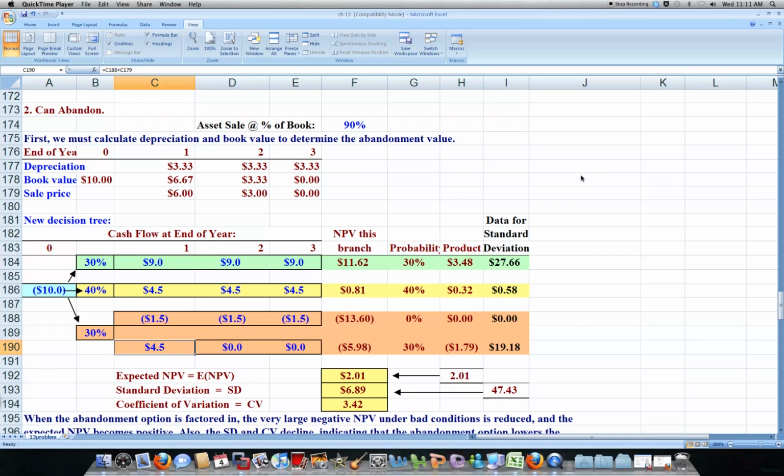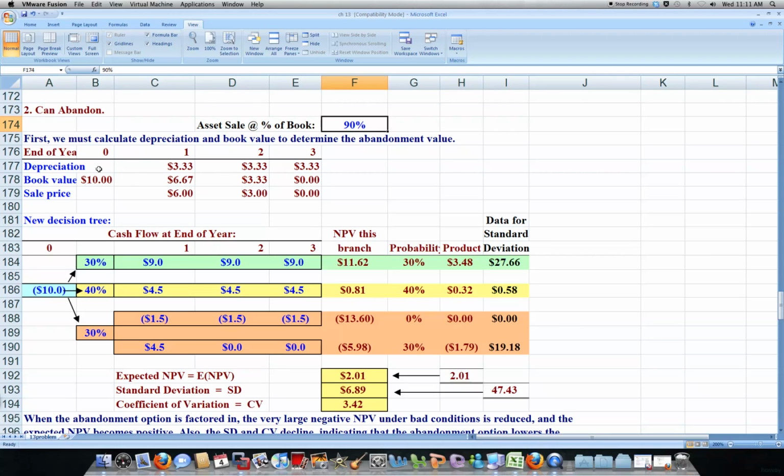Okay, now let's look at the can abandon option. The first thing we're going to do is remember it told us if we could abandon it, we could sell our asset at 90% of book. So we need to make a little 90% of book here. And we're going to have to calculate the depreciation of the book value to determine the abandonment value.